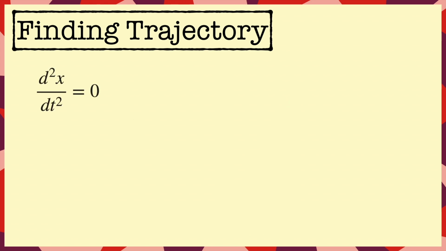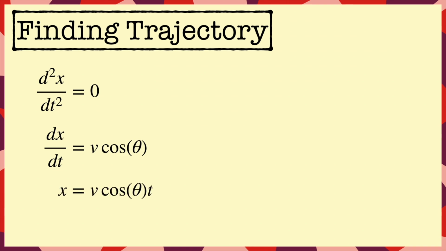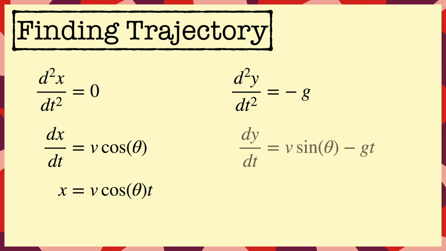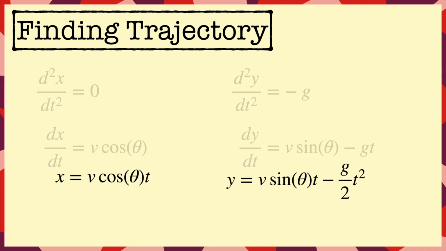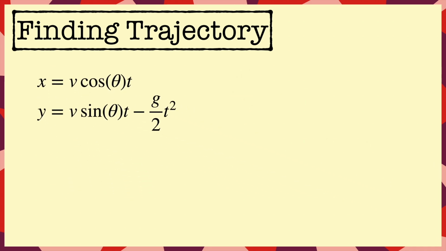Now, in the x direction, there's no acceleration. The velocity is constant, so the displacement is simply v cos theta times t. But in the y direction, we have a negative acceleration due to gravity. So we can integrate that once to find the velocity, and again to work out the displacement. Great, so we've now got parametric equations for both x and y, depending on the time t.